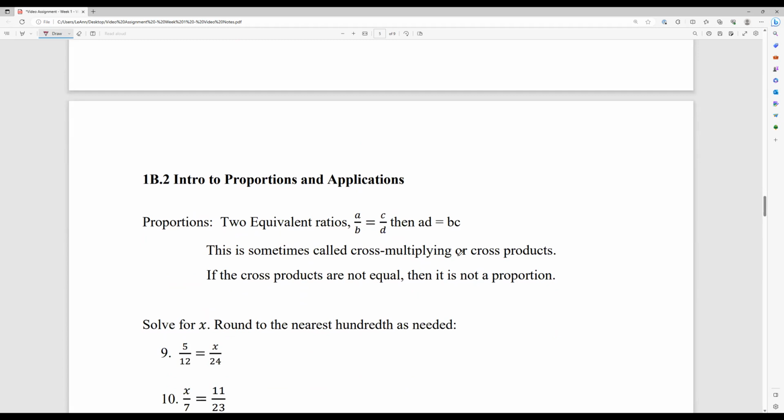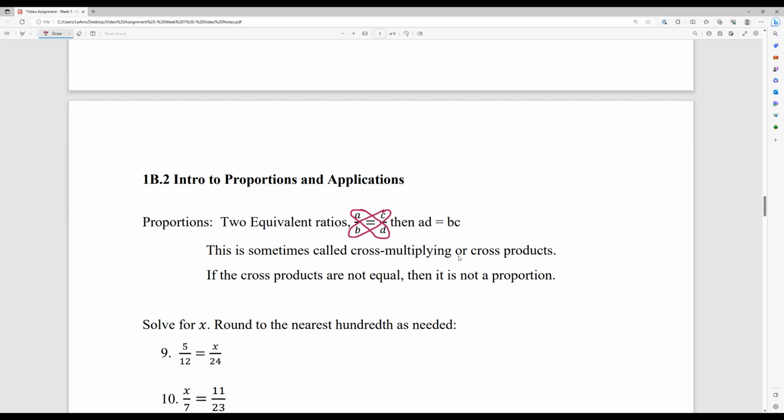So it is two equivalent ratios, A over B equal to C over D. It's very important that you recognize that it is a single fraction equal to another singular fraction. No other things plus or minus on either side. Then if that is true, then proportionality comes into play when we cross multiply or cross product. So A times D, that is this diagonal right here, is equal to C times B or B times C.